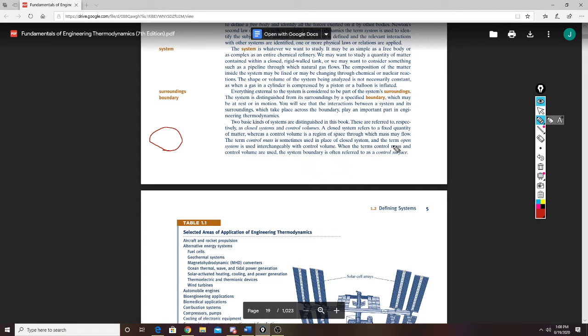So I usually see it as open system or control volume. For closed system, I only see closed systems. I don't think I've ever actually seen control mass. So just think of those.